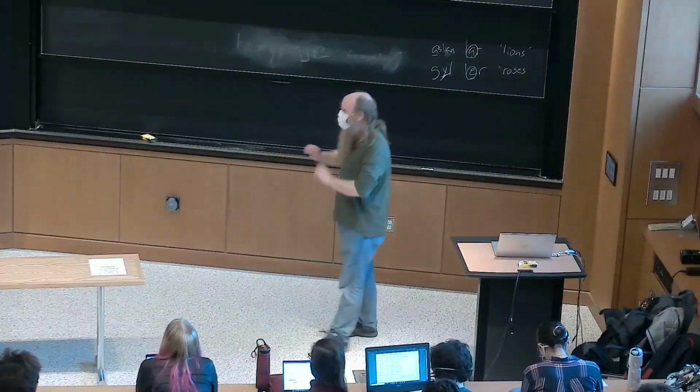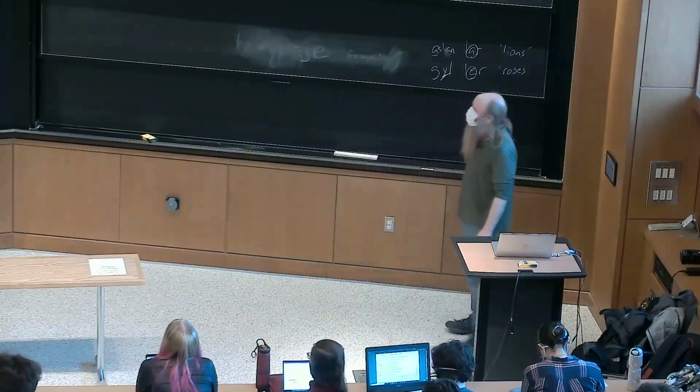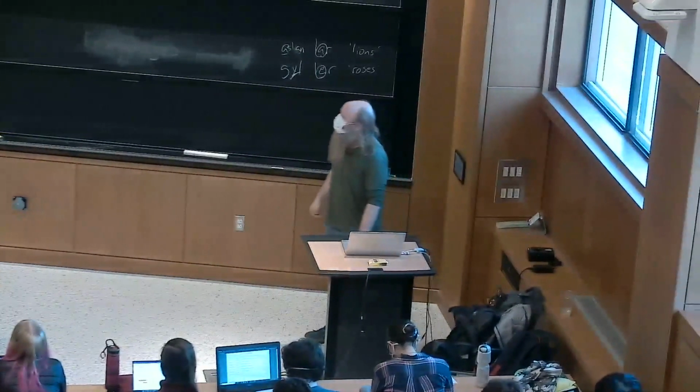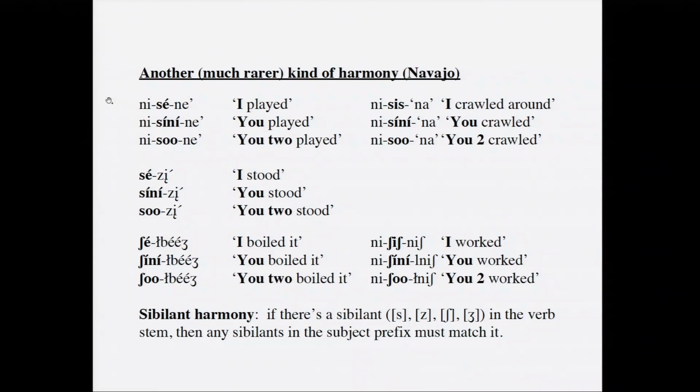So for vowel harmony, it's the vowels. For sibilant harmony, it's these stridents. So if there's a strident or sibilant, an S, Z, sh, or zh, those are the Navajo sibilants, in the verb stem, then any of the sibilants in the subject prefix have to match it.